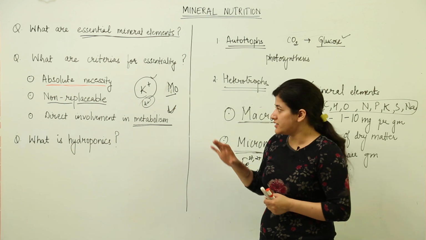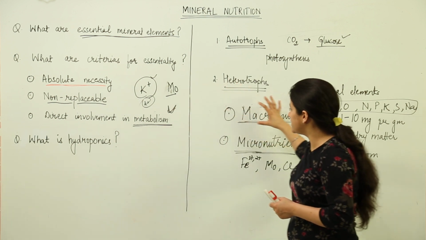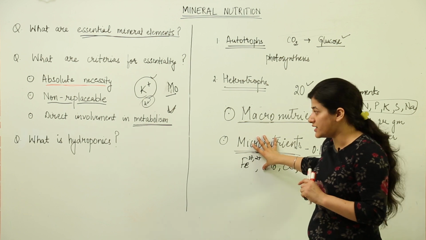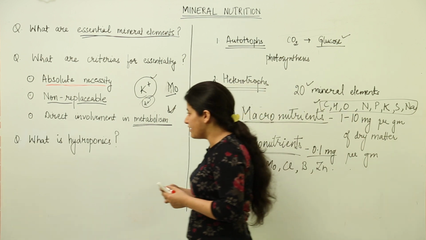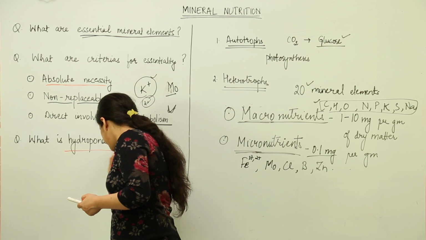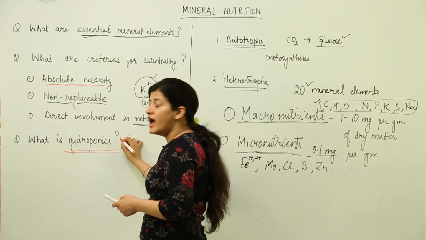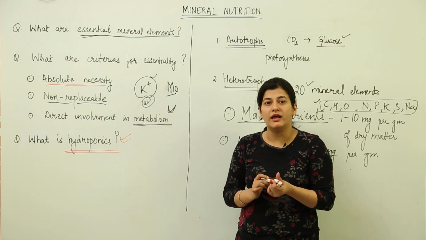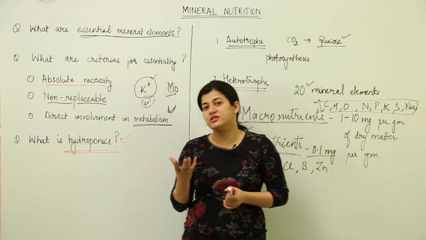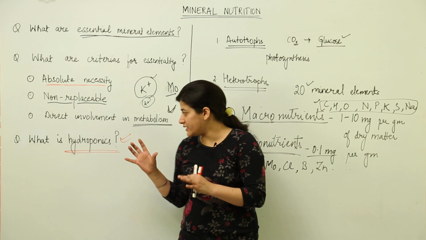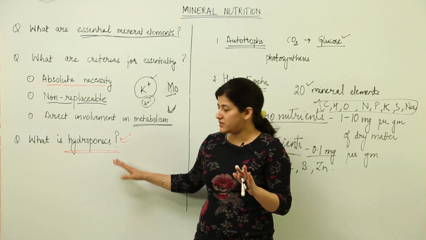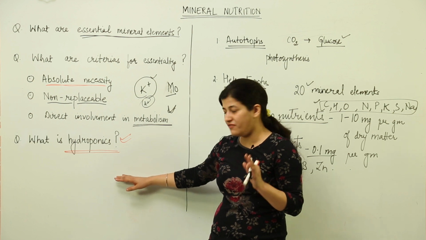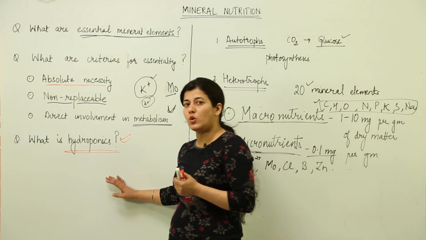Now we need to know how we get to know whether it is a macronutrient, what is the requirement, and what are the deficiency symptoms that we come across. For that we have a term that comes into the scene, and that is known as hydroponics. Hydroponics is the process of growing a plant in a nutrient solution. Now when I say this, the first thing you need to learn is that this particular technique was devised by a very famous botanist, Sir Julius von Sachs.